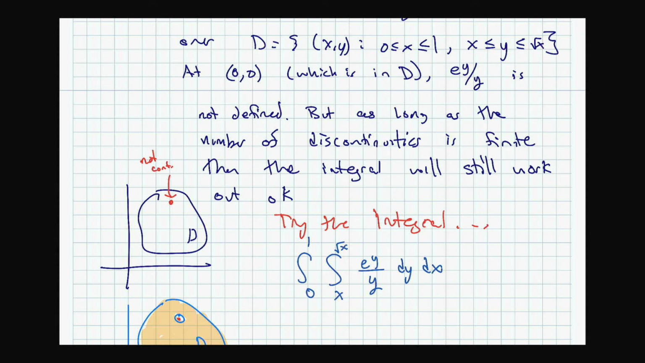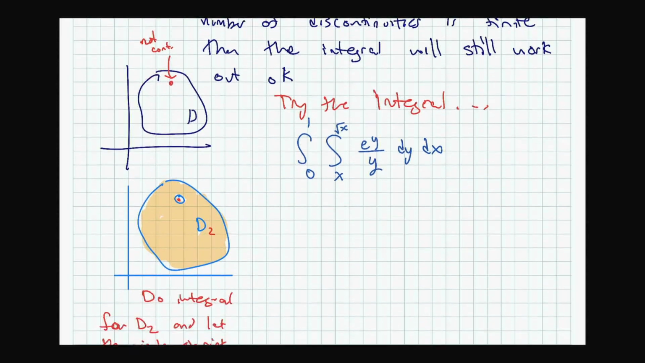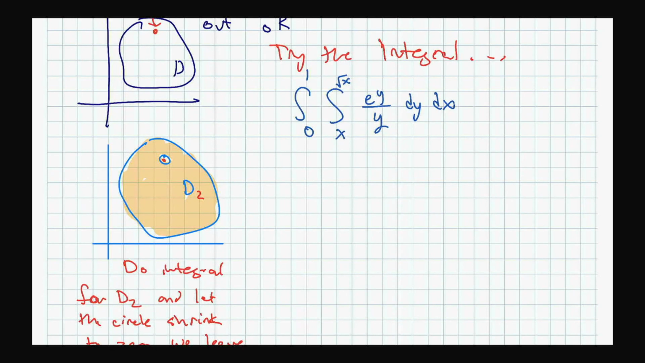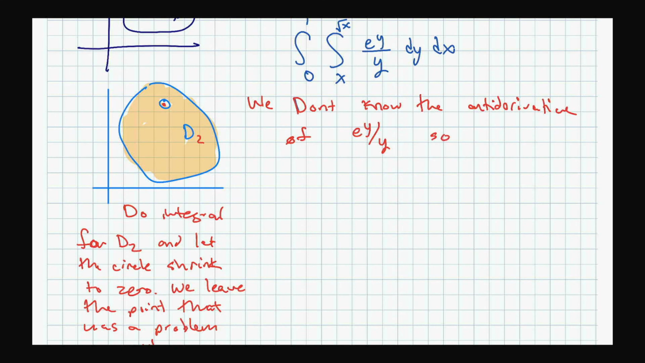Yeah. Okay. Now, however, you get to this point and you realize that you don't actually know how to integrate this, I think, right? We don't know the antiderivative of e to the y over y. Seems to be a problem. So we'll switch the order, which is why we learned how to switch the order.